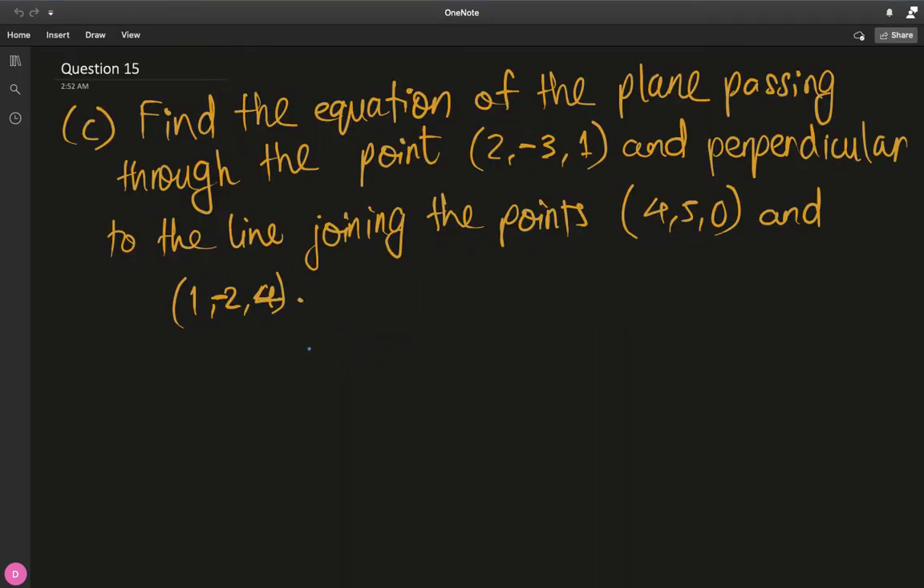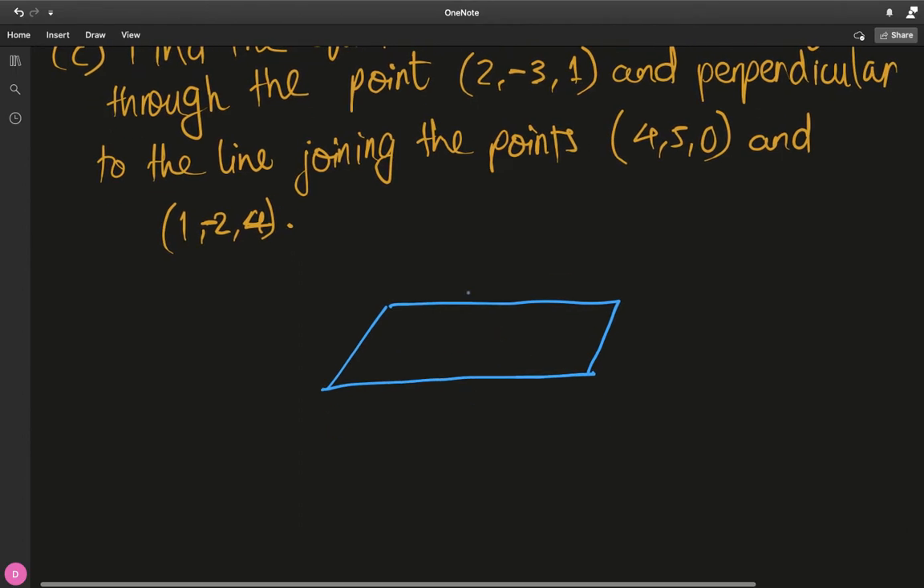Okay, moving on to question 15, subpart C. They're telling us to find the equation of the plane passing through the point (2, -3, 1) and perpendicular to the line joining the points (4, 5, 0) and (1, -2, 4). So what have they given us? They've given us a line that is perpendicular to the plane. So let's draw some plane, the required plane, and there is some line that's perpendicular to this plane.